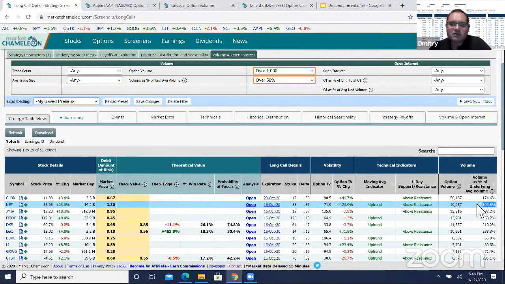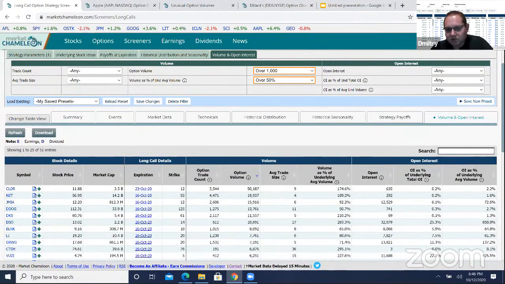Let's take it down a little bit more. Here, I'm going to switch this tab to the volume and open interest.